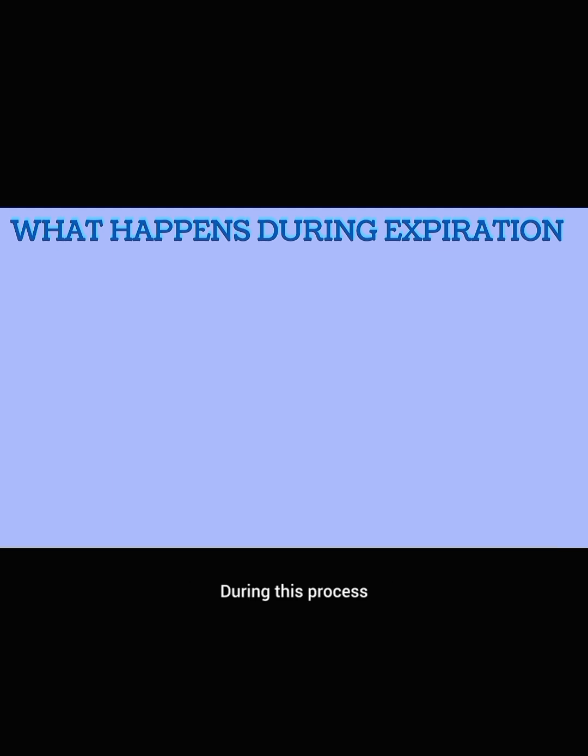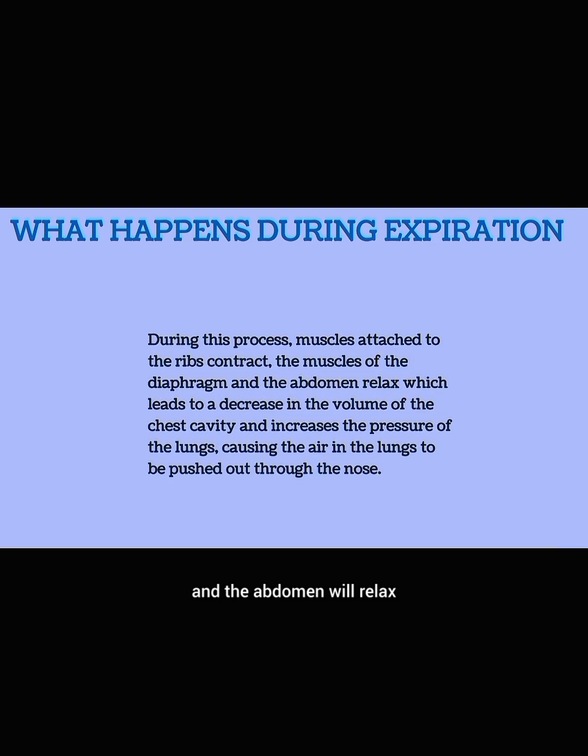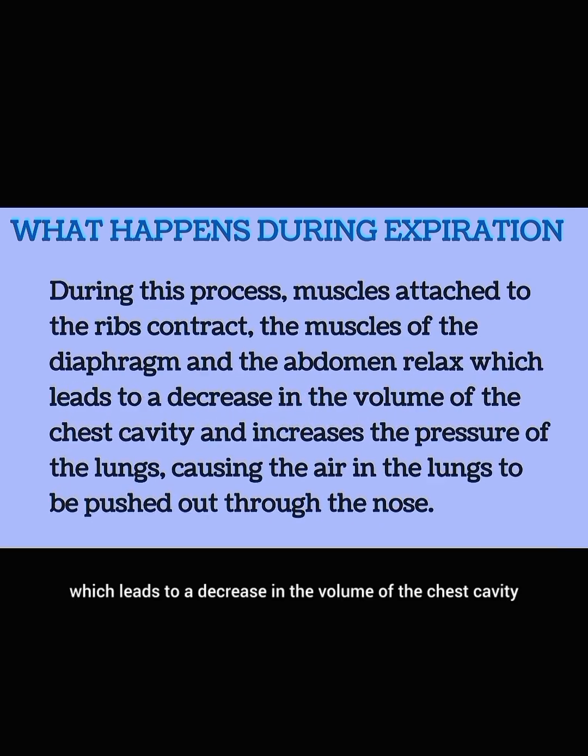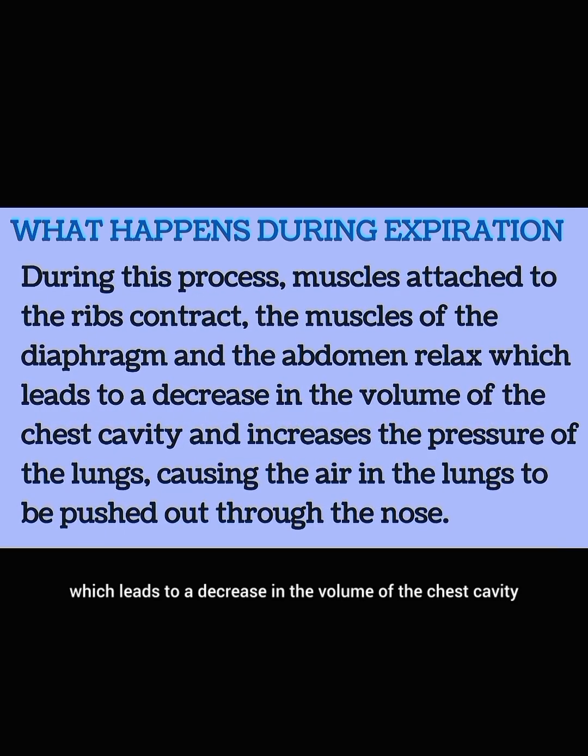During this process, muscles attached to the ribs will contract. Then the muscles of the diaphragm and the abdomen will relax, which leads to a decrease in the volume of the chest cavity and an increase in pressure in the lungs, causing the air in the lungs to be pushed out through the nose.